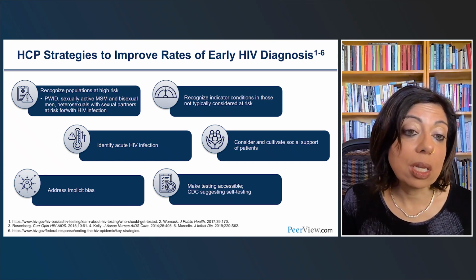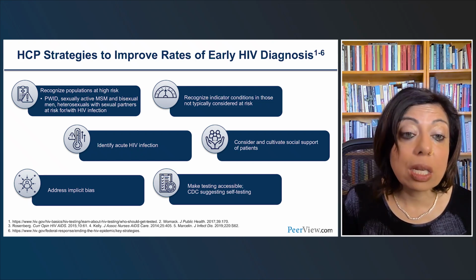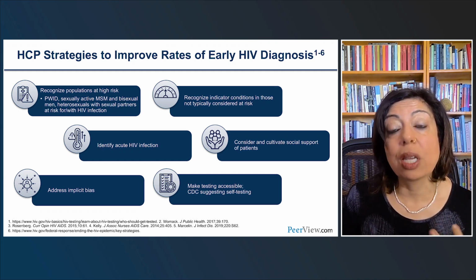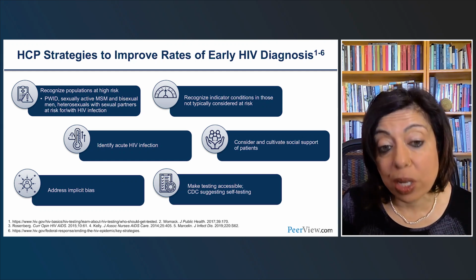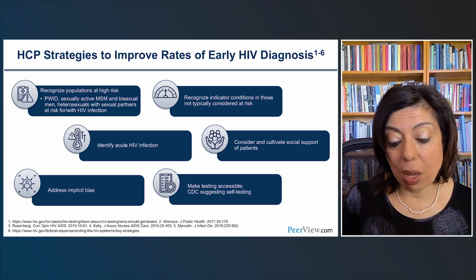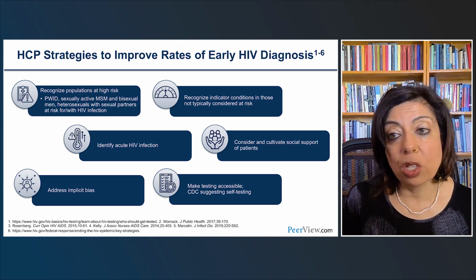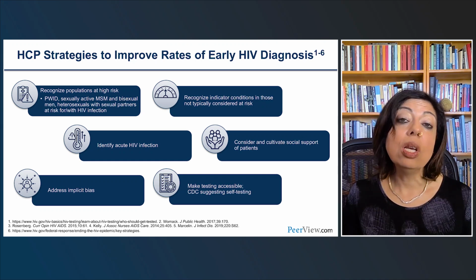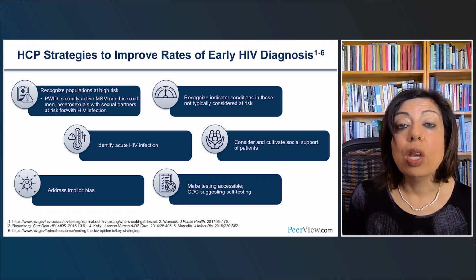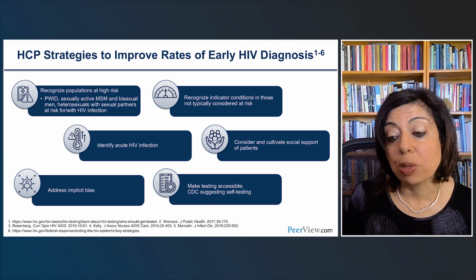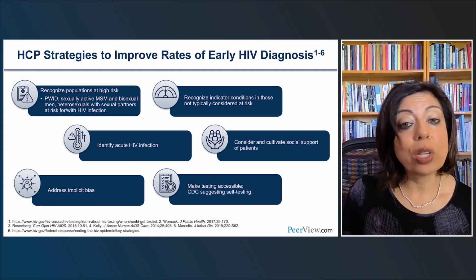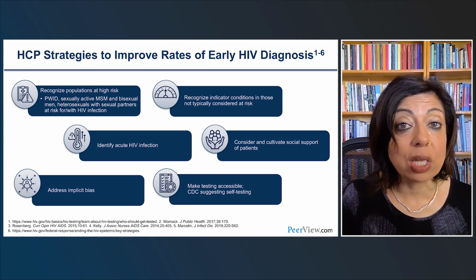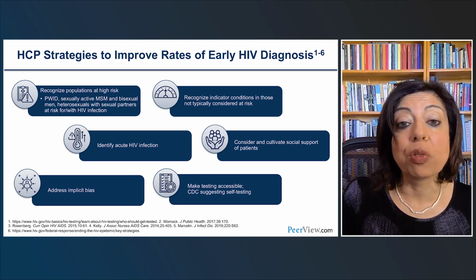And we have to recognize indicator conditions in those who are not considered at risk. And that includes having sex in the heterosexual world with those who are at higher risk, STDs, being in group settings or other settings where there could be a higher risk for HIV infection. We have to be really alert to acute HIV infection accompanied by the seroconversion syndrome with fever and pharyngitis and rash and other symptoms of having an acute HIV, and address our own implicit biases of who's at risk or who we think is at risk, and then make testing really accessible. Really big push by the CDC for self-testing.